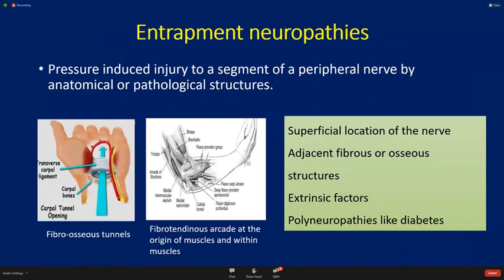So certain features would predispose a person, or a particular nerve, to develop entrapment. And this will include the regions where the nerve becomes superficial, particularly the ulnar nerve at the level of the elbow. The regions where the nerve passes through fibrous or osseous structures or between the heads of muscles, as for example the carpal tunnel syndrome or the fibrotendinous arcade at the level of the elbow for the ulnar nerve.